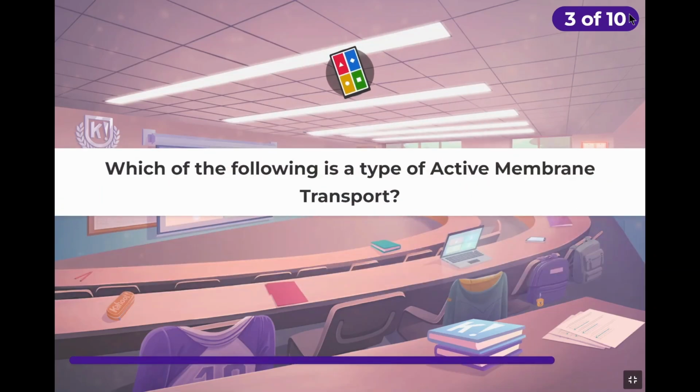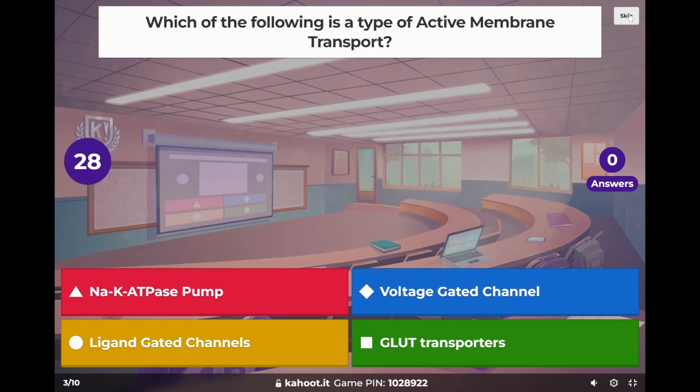Okay, which of the following is active membrane transport? It should be easy because the answer is in the word. We know that active has to have ATP, so therefore any answer that has ATP is the right one.